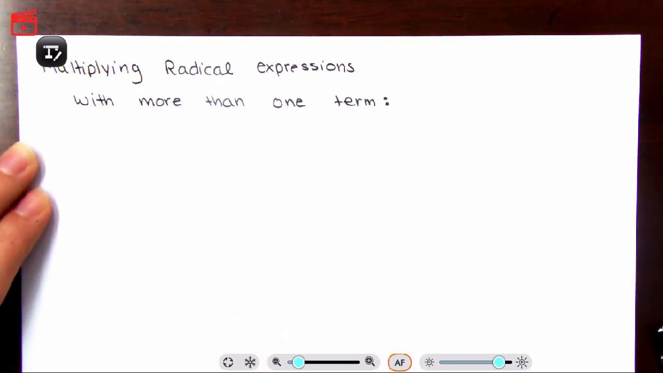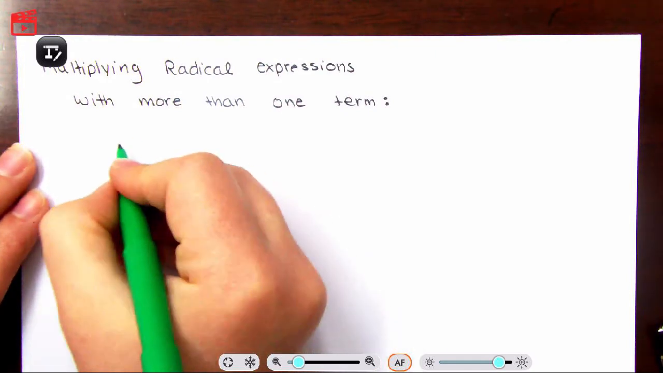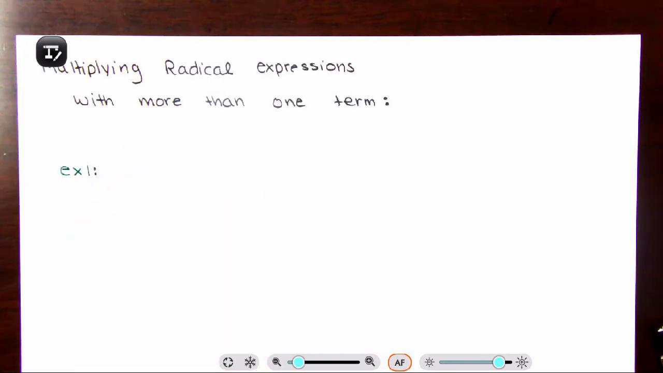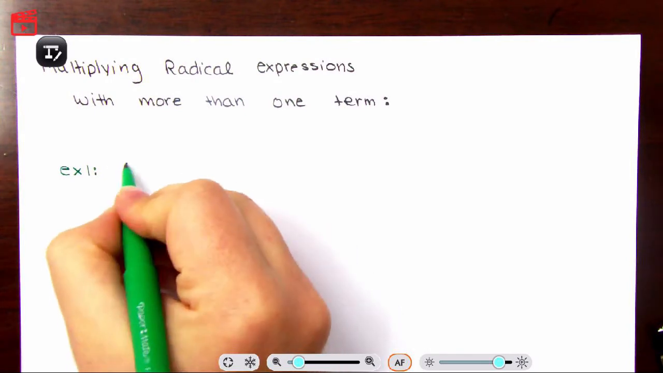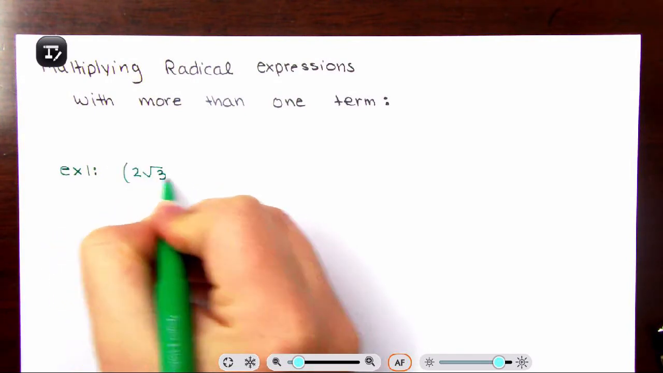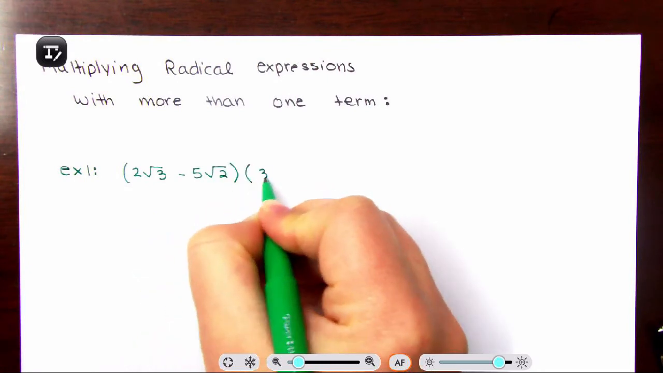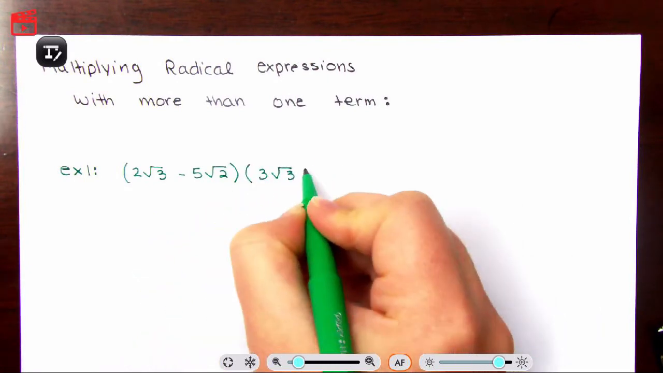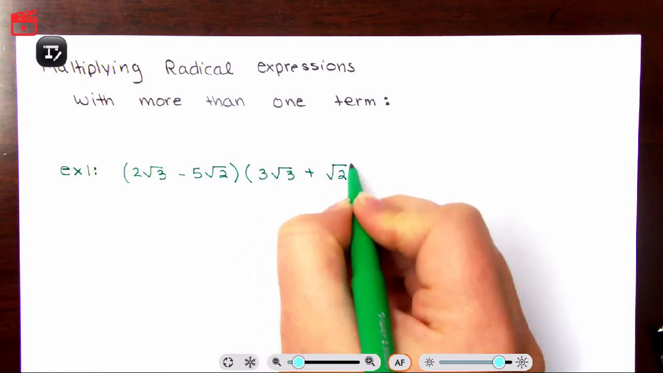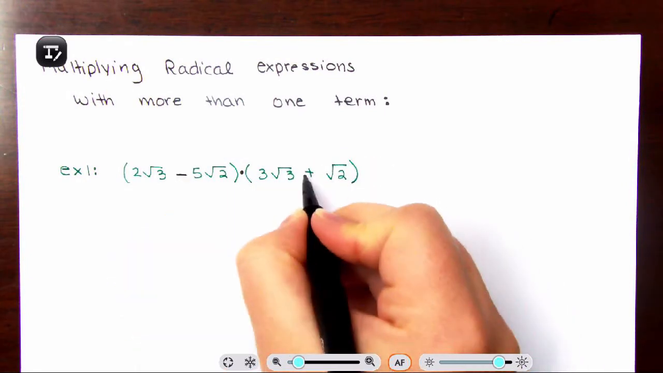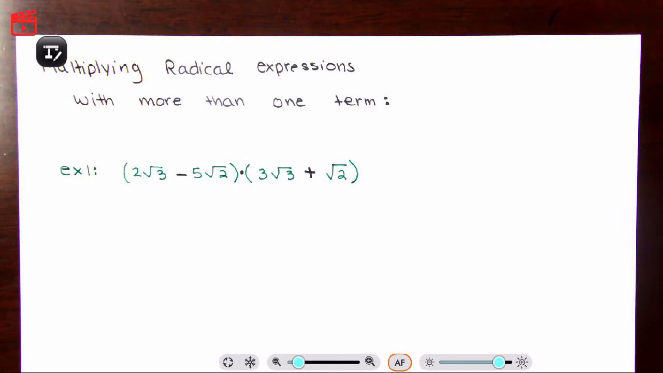So you're going to have something like, and we're just going to do an example. I don't really have a property for this. I'm just going to show you what to do. So for example, we have 2 square root of 3 minus 5 square root of 2, and that's being multiplied by 3 square root of 3 plus the square root of 2. So when you have something like this, multiplication is king. However, now we have a minus here and a plus here inside the bubble, separating these two terms.